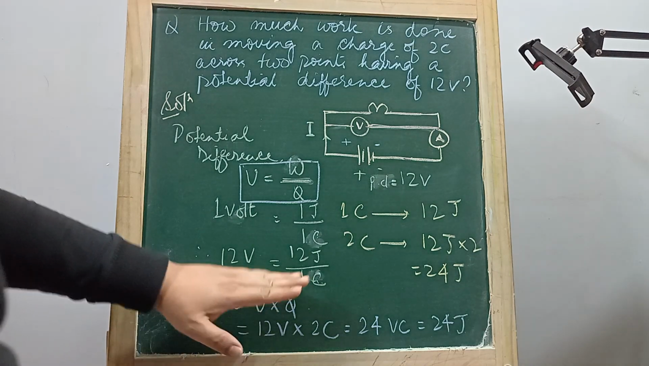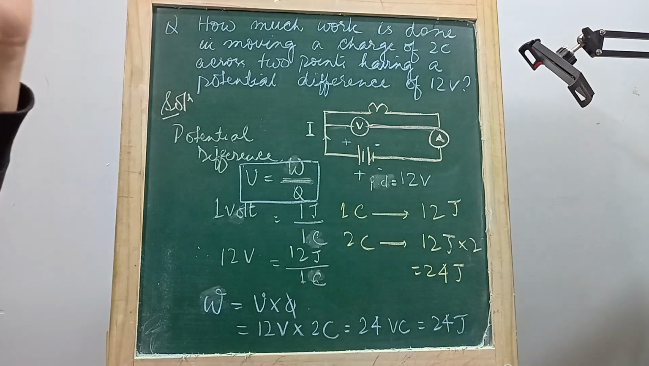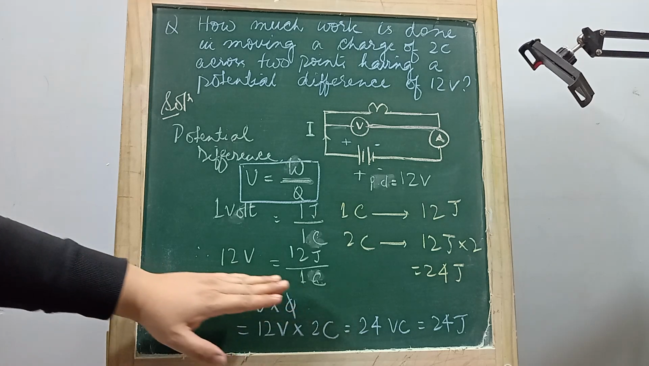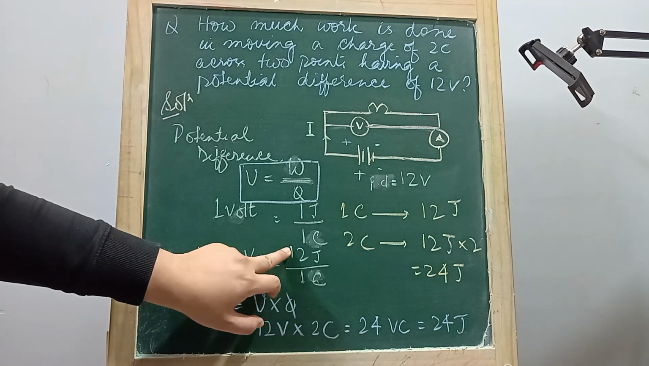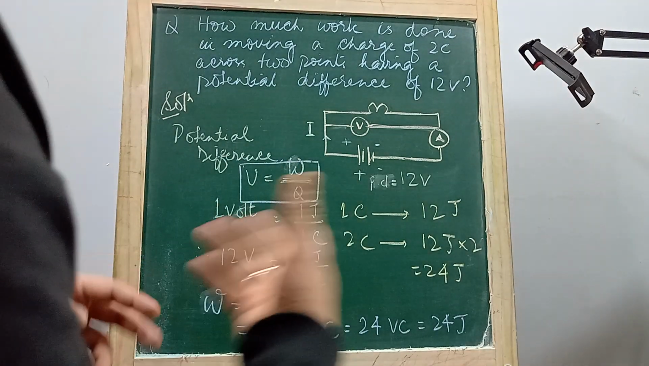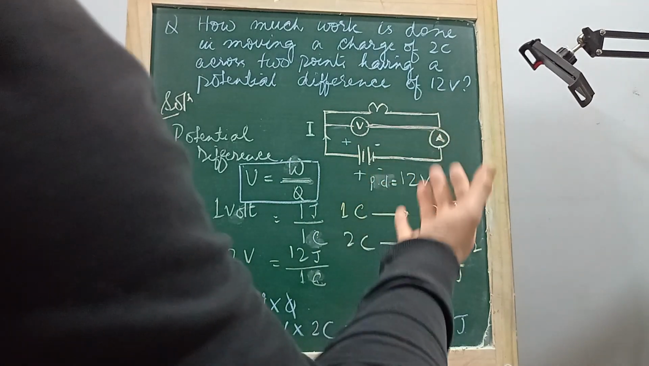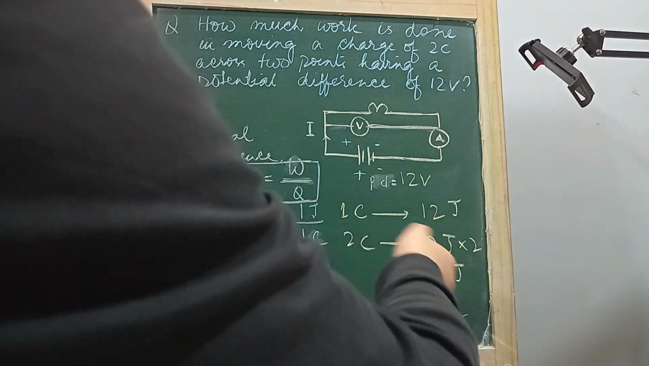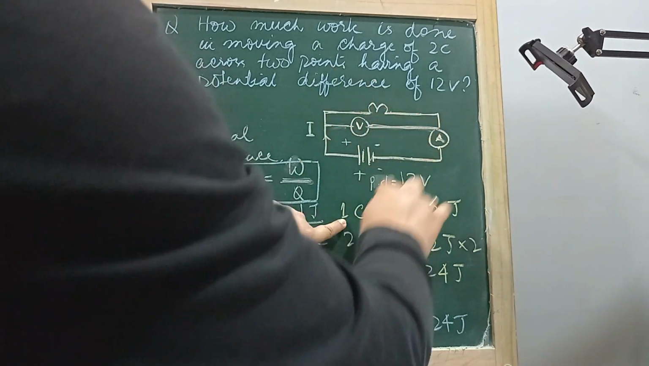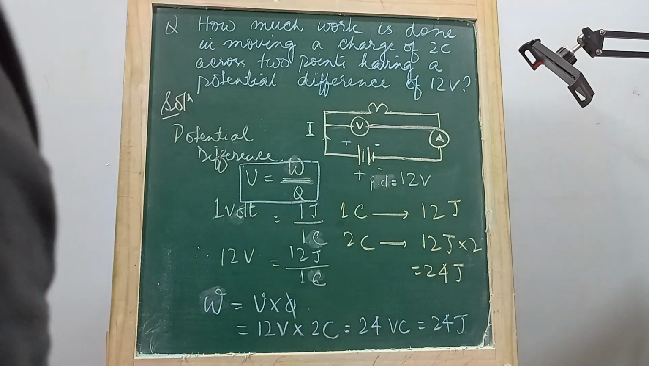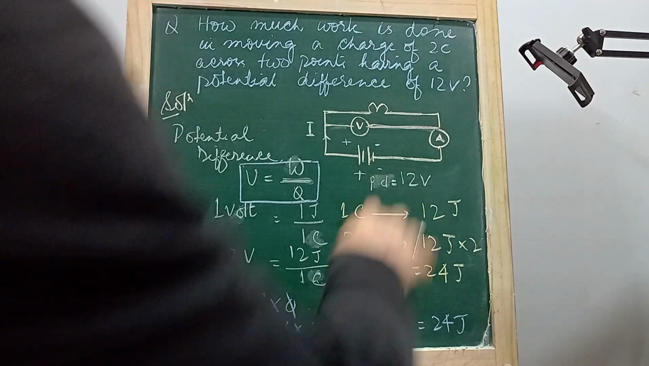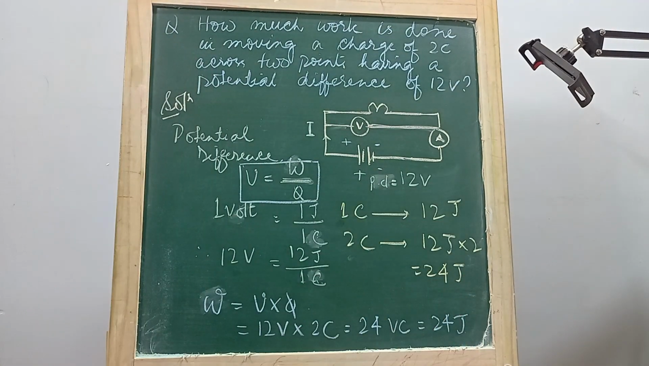So if you understand this, let's use the unitary method to find how much work is done. 12 volt means for every coulomb of charge, 12 joules of energy is needed. You write the statement for the unitary method in such a way that the quantity you want to calculate is on the right side. So for moving 1 coulomb of charge, 12 joules of energy is needed. So for 2 coulombs of charge, multiply by 2. That's 24 joules. To move 2 coulombs of charge, 24 joules of energy will be needed.